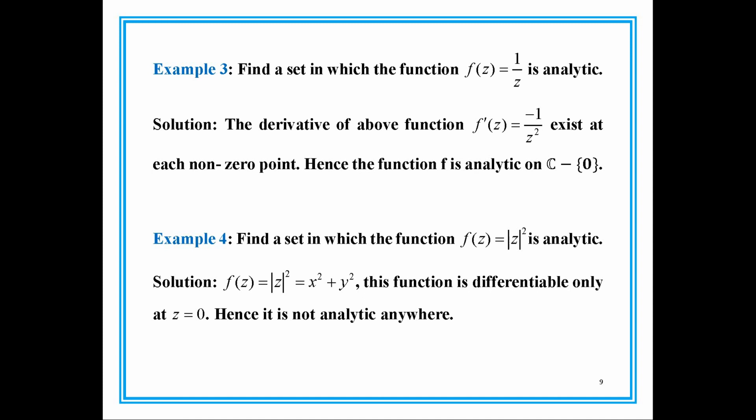One more example. Find a set in which the function f of z equal to modulus of z square is analytic. Now here f of z equal to mod of z square, and z is x plus iota y. So mod of z square is x square plus y square. This function is differentiable only at z equal to 0. So we can say that it is not analytic anywhere.